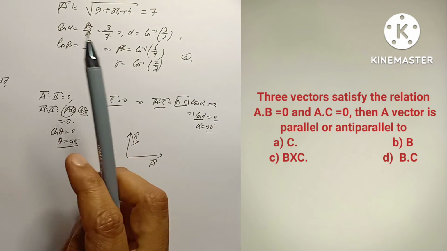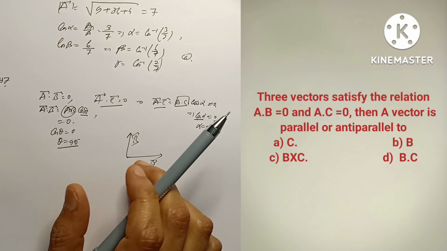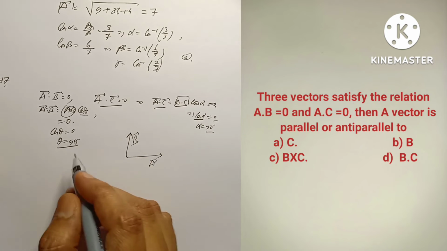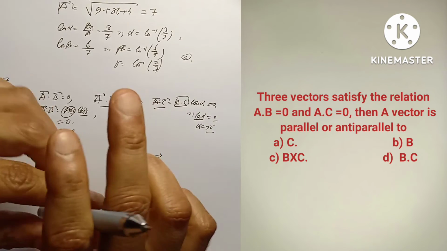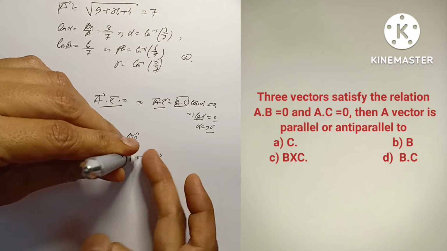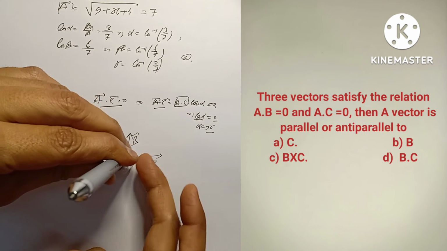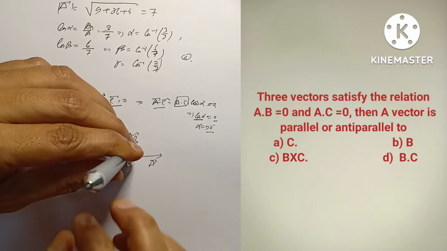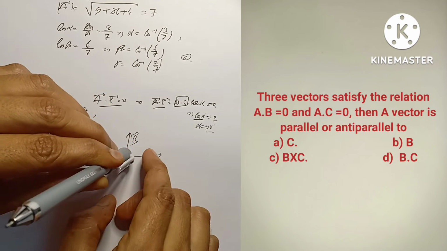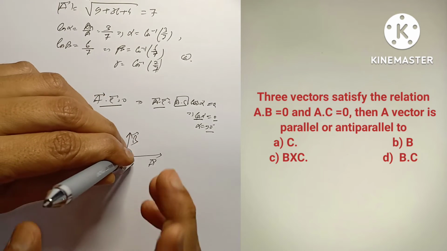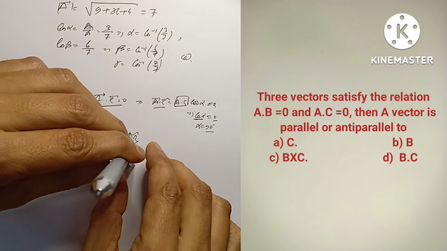For the first option, a is parallel or antiparallel to c. The first option is not correct, because a is perpendicular to c, so the first option is cancelled. And a is also perpendicular to b, so a is not parallel.